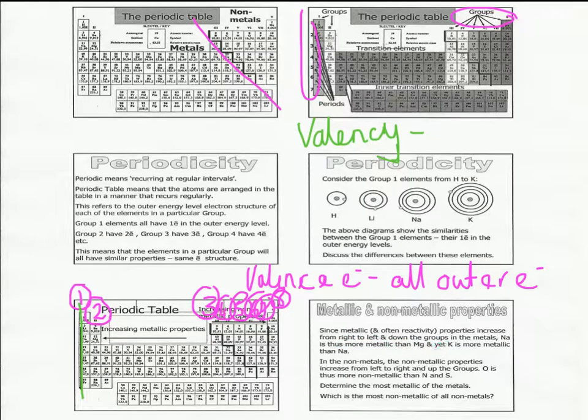Metallic properties increase from right to left and down. So your most reactive metal is francium. The most reactive metals are on the left, because it's easy for them to lose 1 electron. And then the most reactive nonmetals are on the right, because it's easy for them to gain 1 electron. So your most reactive nonmetal is fluorine, because obviously the noble gases do not react at all.